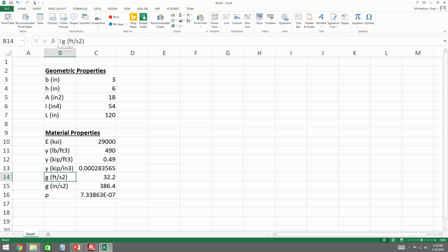Because we're talking about the unit weight of steel with these really large force units and really small length units, and then we're dividing gravity out. So it's going to be really small. That's okay. Is that all right?